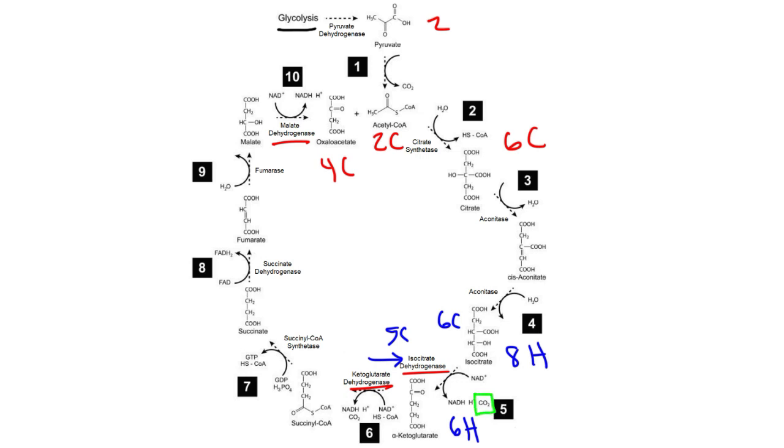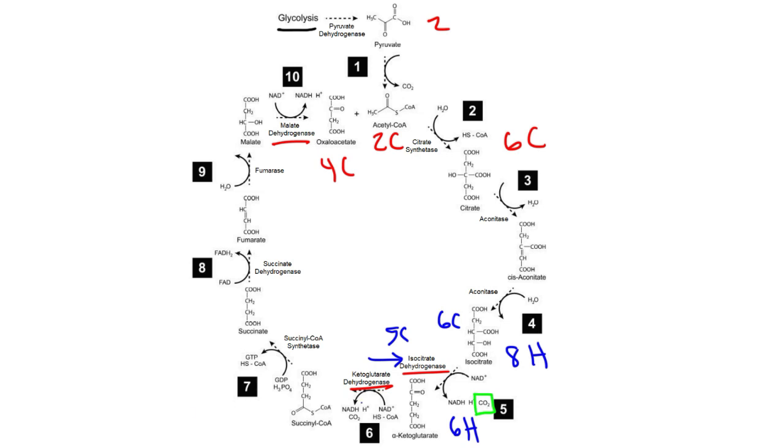We lost carbon dioxide. A decarboxylation reaction is an oxidation reaction, which involves the loss of electrons. NAD+ picked up 2 electrons and a hydrogen ion, turning it into NADH. So NAD+ is reduced to NADH because it received electrons, while isocitrate was oxidized to alpha-ketoglutarate because it lost electrons. So keep that in mind. Oxidation involves a loss of electrons. Reduction involves a gain of electrons.